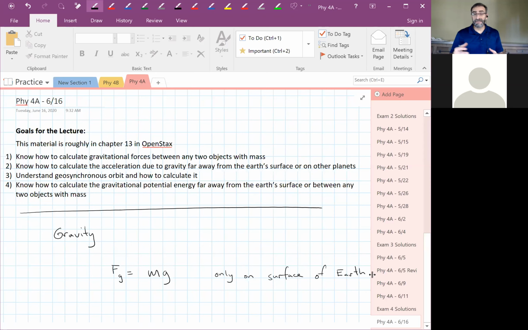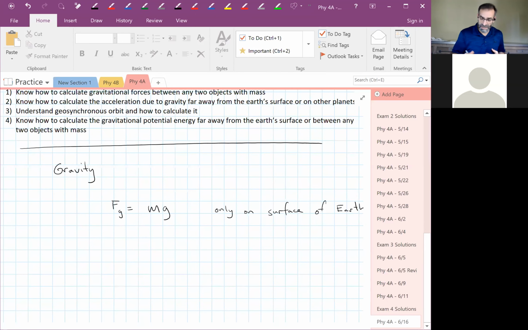It may be on the surface of the moon, some object interacting with the moon, maybe the moon interacting with the Earth interacting with the sun, or any two objects. You and I walking past each other when we walk down the hall interact gravitationally with each other, right? Any two masses interact gravitationally, and we need to understand that. Luckily, Isaac Newton figured it out.